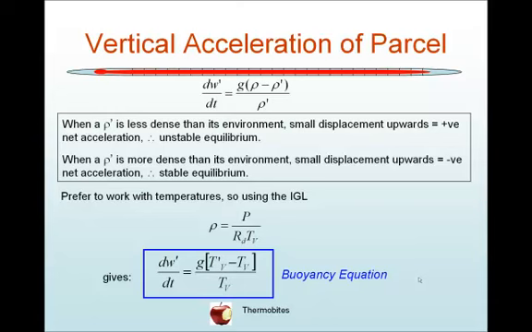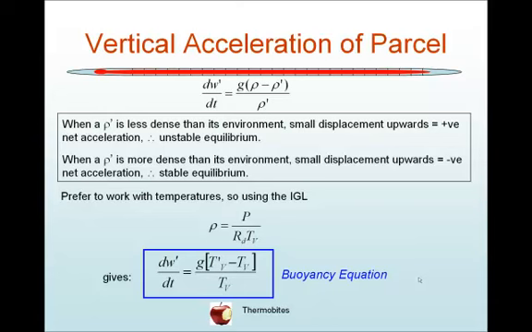We typically prefer to work with temperatures, and so we can use the ideal gas law, where ρ is P over R_d T_v, where T_v is the virtual temperature. When you do that, and I'll leave that as an exercise for you, you end up with a buoyancy equation, dw′/dt, equal to g divided by T_v, the virtual temperature of the environment, multiplied by the virtual temperature of the parcel minus the virtual temperature of the environment.